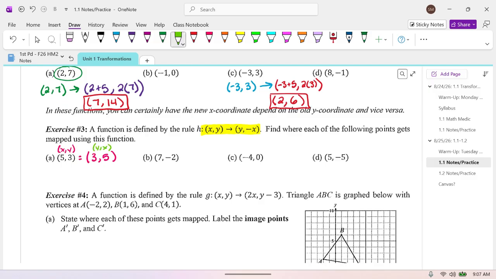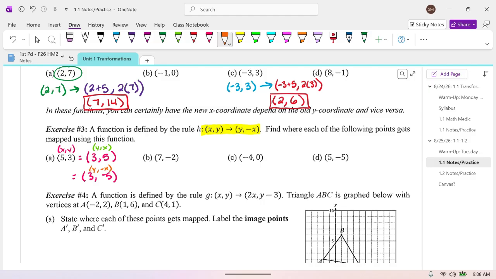But that's still not what we want. We want y, negative x. So what's the other thing we got to do? Change the sign of the x value. So to make this y, negative x, we got to change this sign. So this will be 3, negative 5. And that gives us y, negative x. So you guys see how that worked?